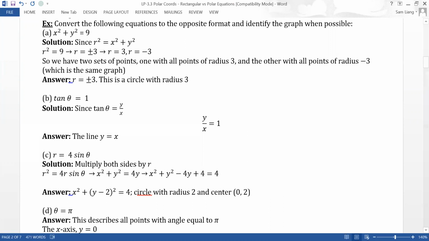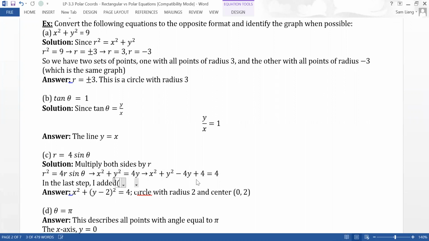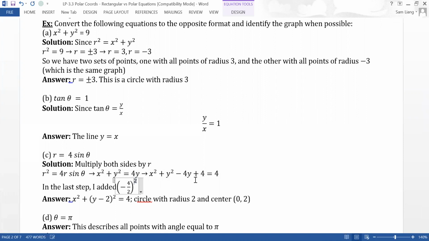So here in the last step, I added negative 4 divided by 2 squared, right? So remember, completing the square is a way we can write the equation of a circle, right? So we're just adding 4 to both sides, and I know it's 4 because you take the linear coefficient, which is negative 4 in this case, you divide by 2, and then you square it. Hopefully you remember that from algebra 2. But yeah, negative 4 divided by 2 squared is equal to 4. You add that to both sides.